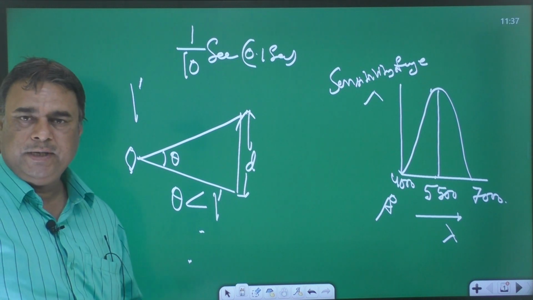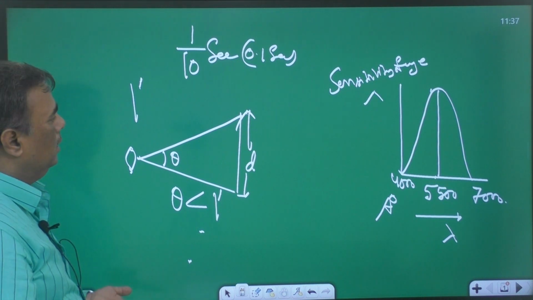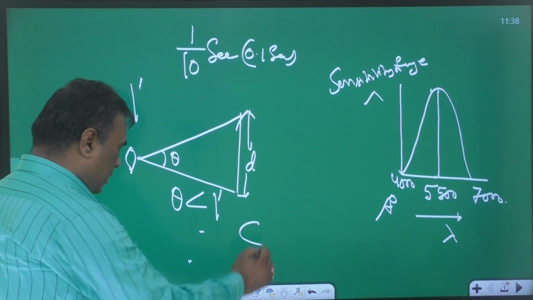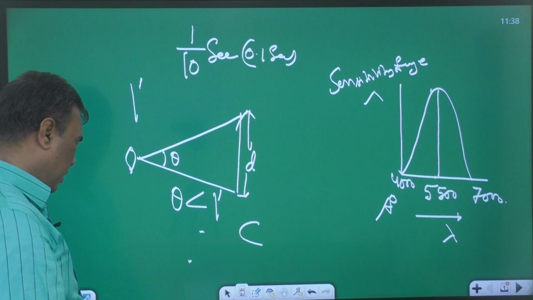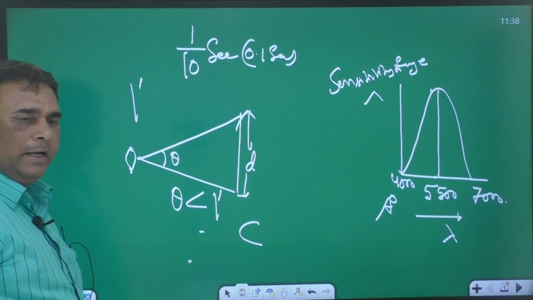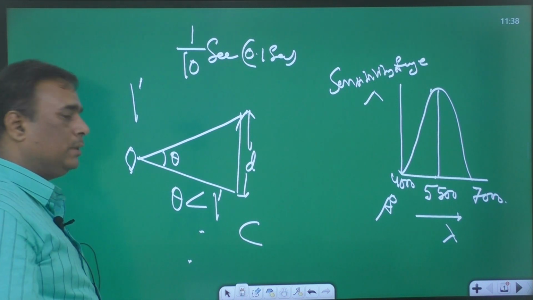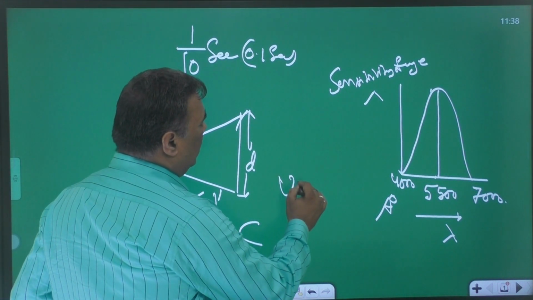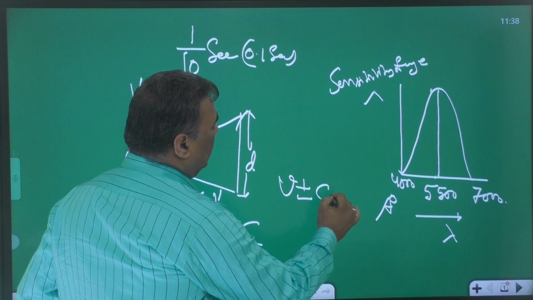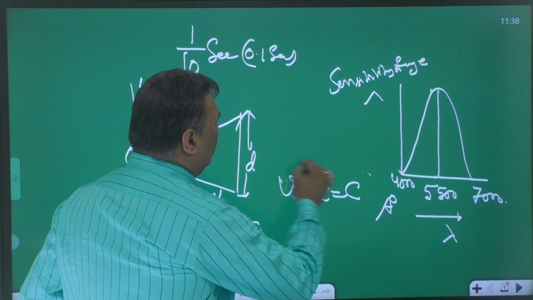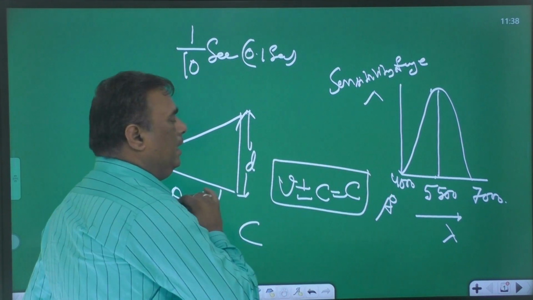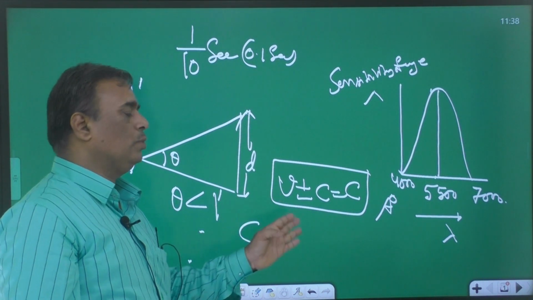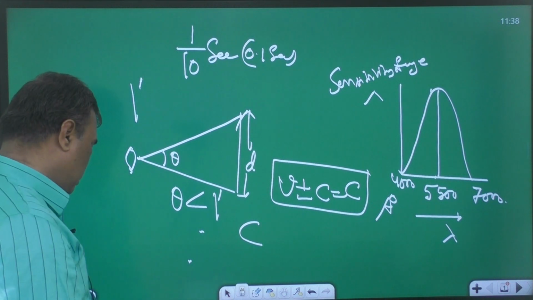One more thing, next point. The speed of light in free space, which is c, does not depend on relative motion between source and observer. What is the meaning of this? v plus or minus c is equal to c. I mean, the speed of light is independent of relative motion between source and observer.